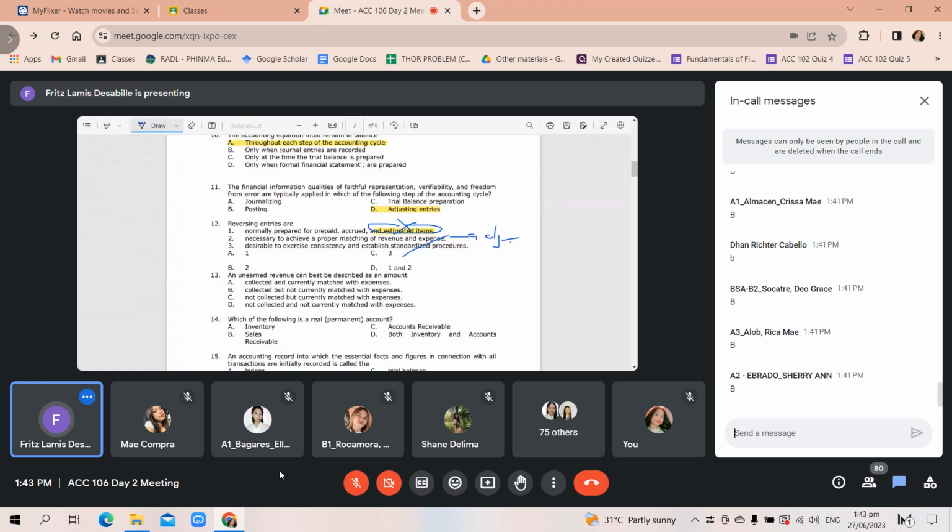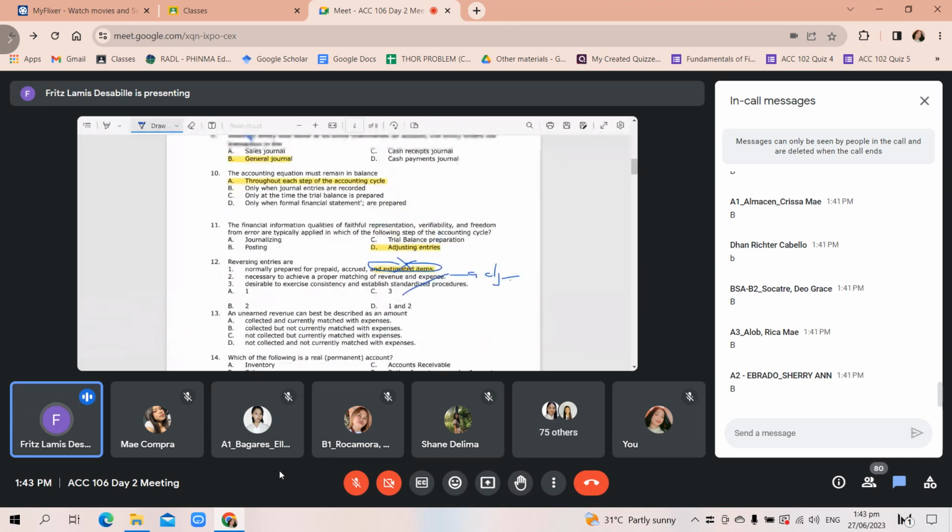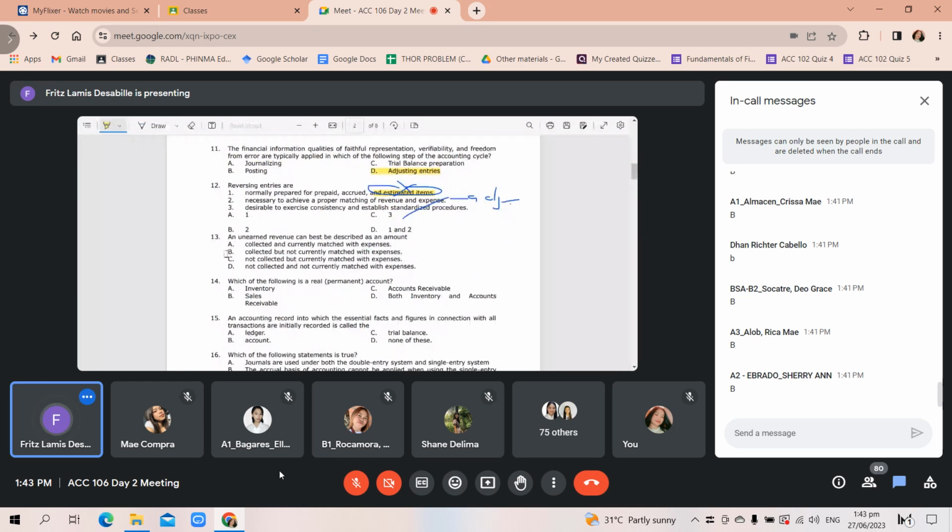So meaning, i-defer nimo ang imong unearned kay wala pa kay na-render or wala pa ka na-match nga expenses or mga cost of service or goods sold. Okay, so not currently matched with expenses. Number 14, which of the following is a permanent account?